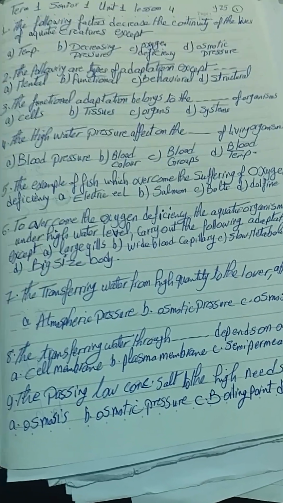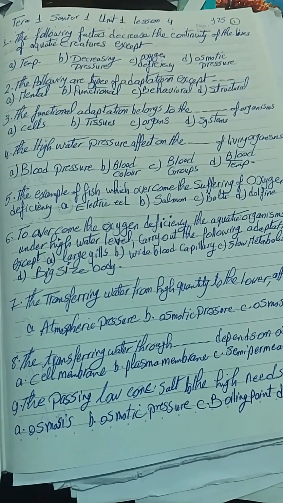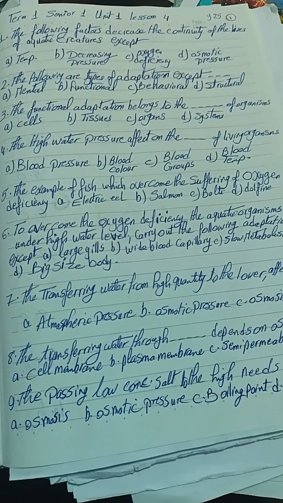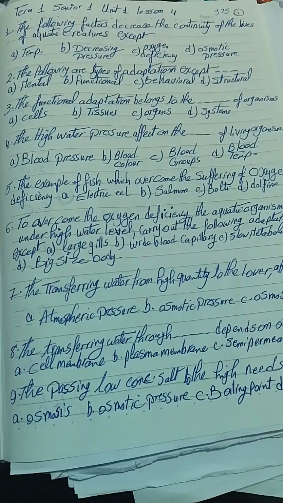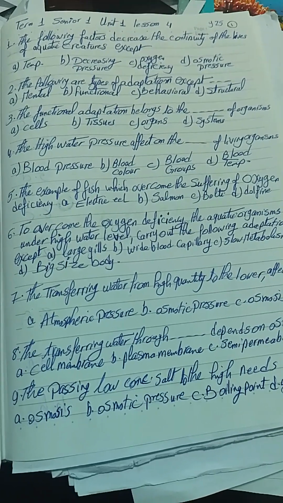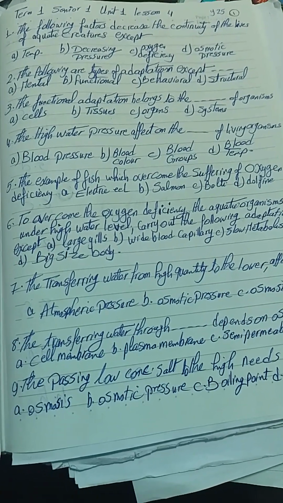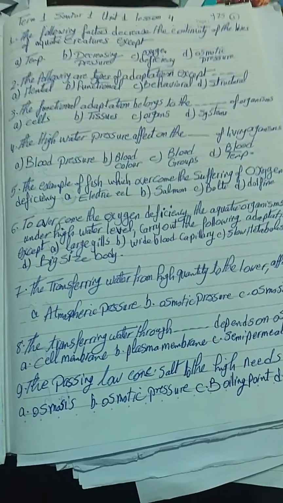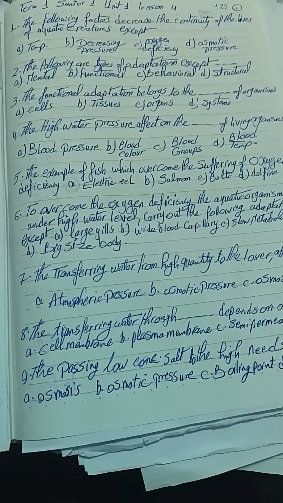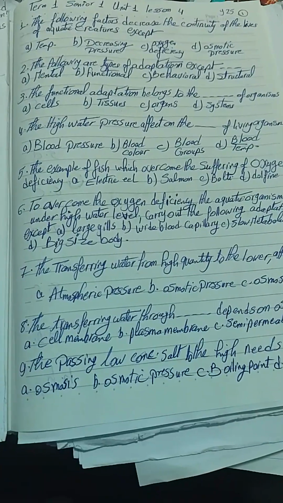Answer B. Number 2. The following are types of adaptation, except: adaptation we studied before has 3 types: functional, behavioral, and structural. We observe that mental is the incorrect choice. So the answer is A.